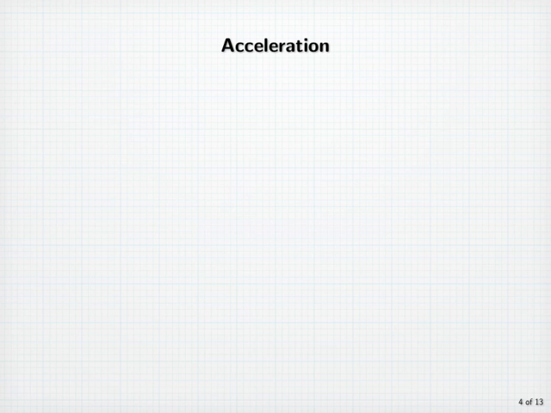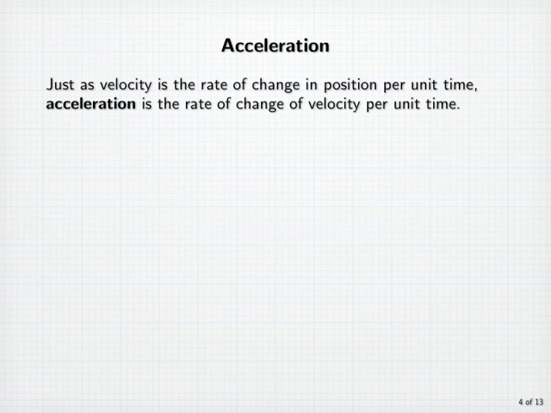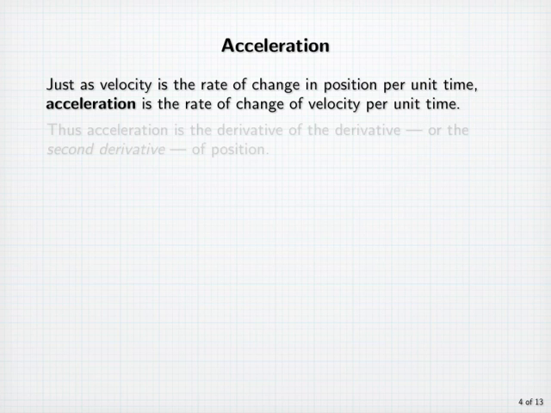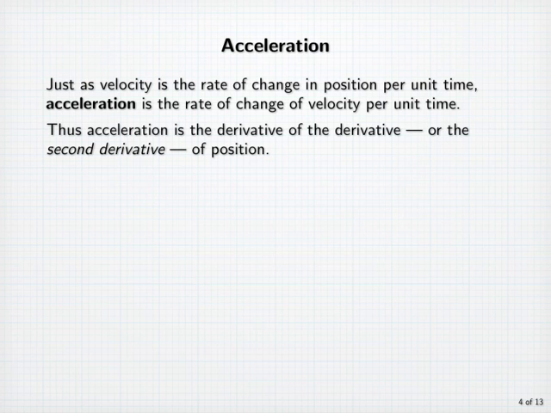Acceleration. Just as velocity is the rate of change in position per unit time, acceleration is the rate of change of velocity per unit time. Thus, acceleration is the derivative of the derivative, or the second derivative, of position. So we have velocity v of t equal to s prime of t, and now we have acceleration a of t equal to v prime of t, or s double prime of t.